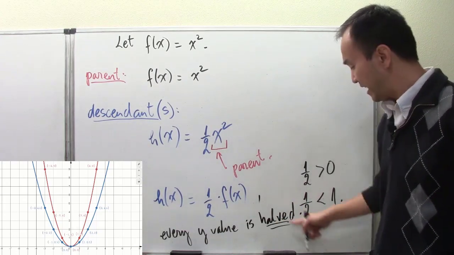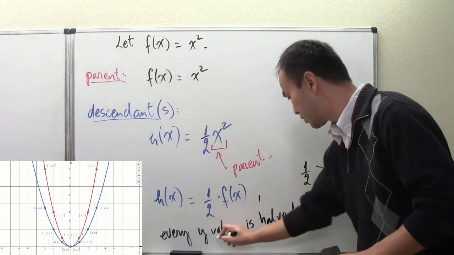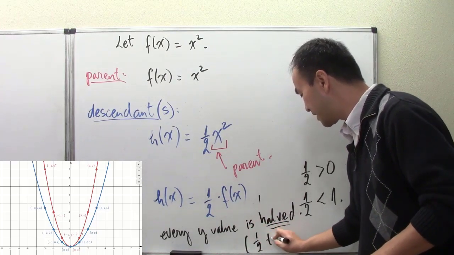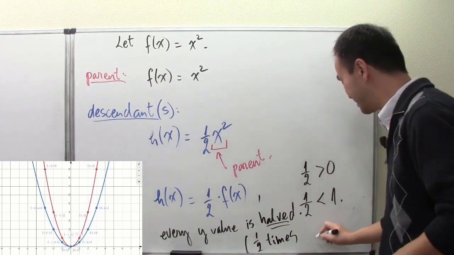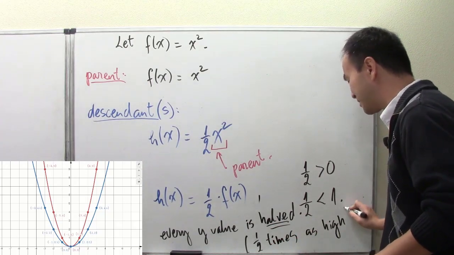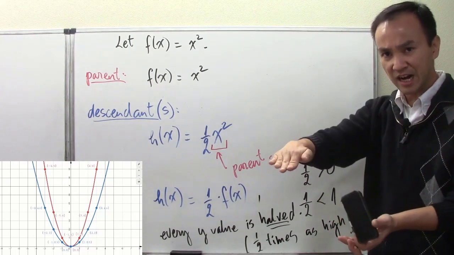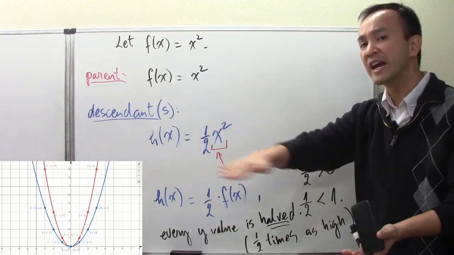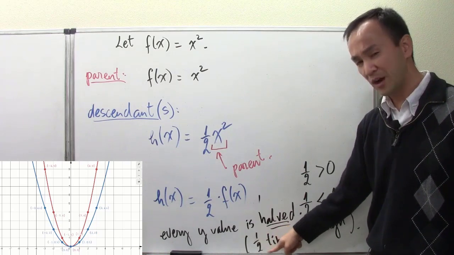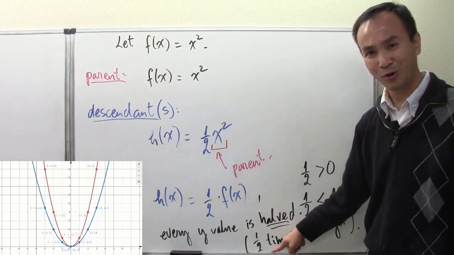But really, half, that's just a daily language term, but half means every y value is 1/2 times as high. It just means that compared to the original height, this height now on the descendant function is only half as high, only halfway as high. And so now where do you think this 1/2 is coming from? Take a moment to think about that.